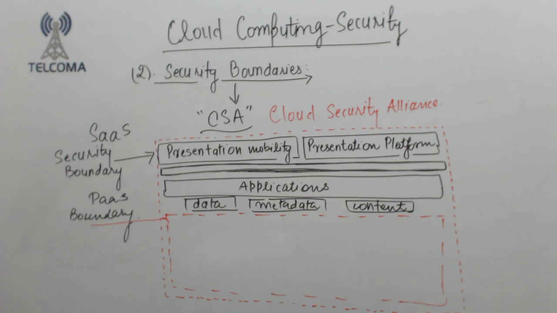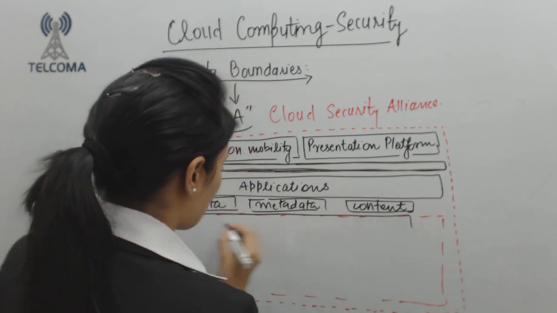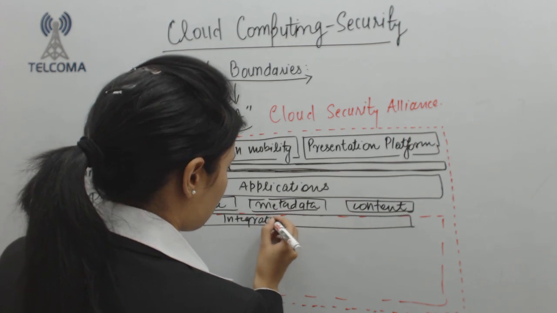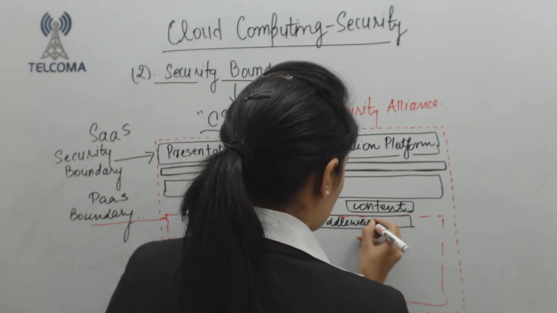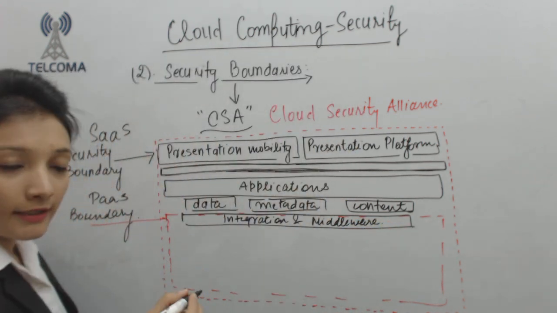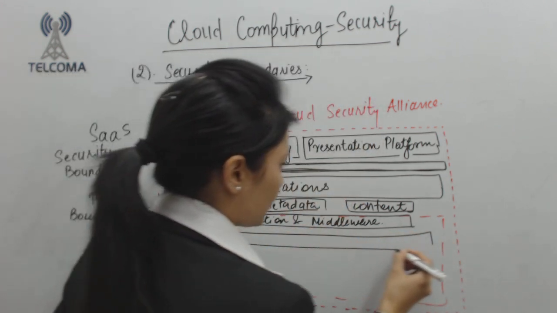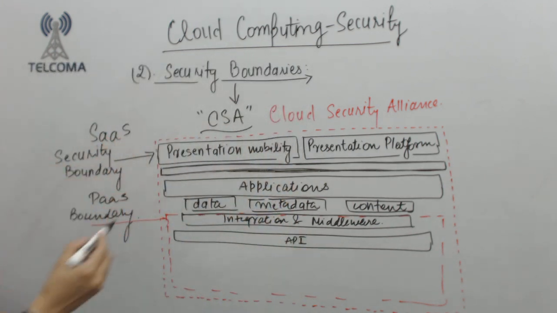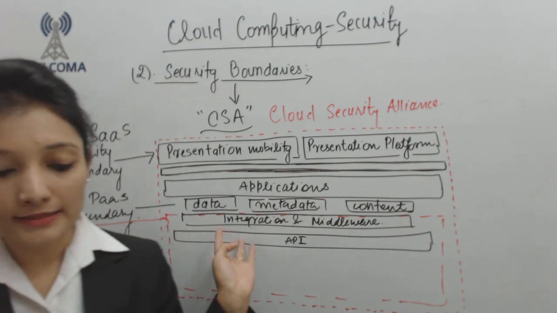Now, this will also help provide the integration and the middleware. Then this platform as a service provides the application programming interface, the APIs. So if this is the boundary for software as a service, it will have its own security measures. Then we will have security measures regarding your platform as a service here.